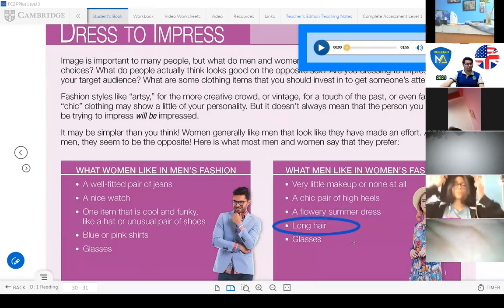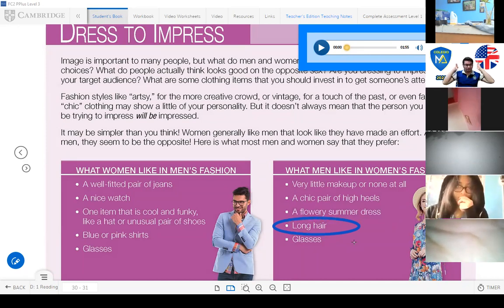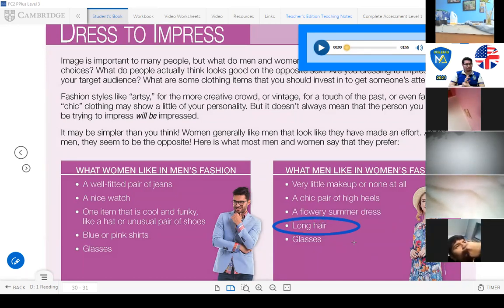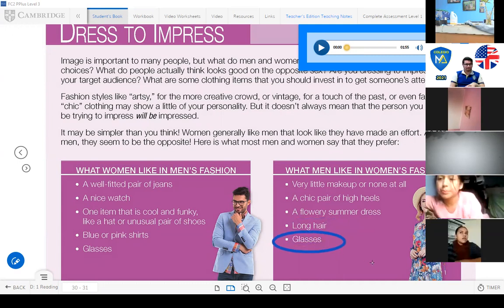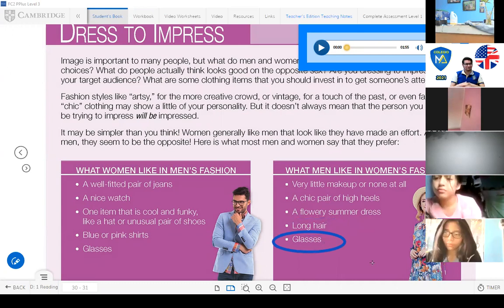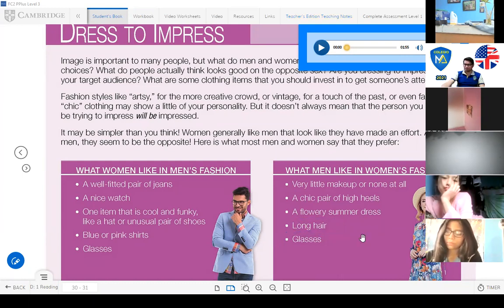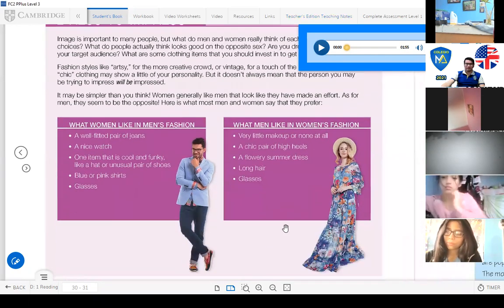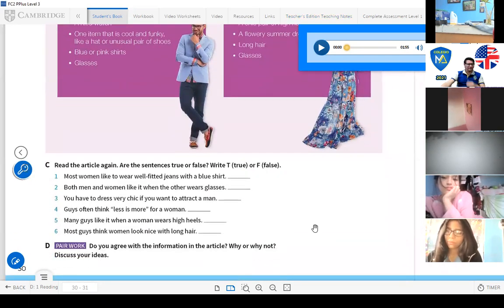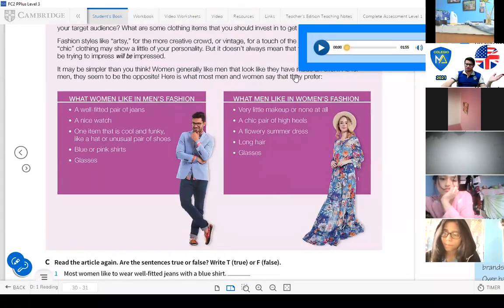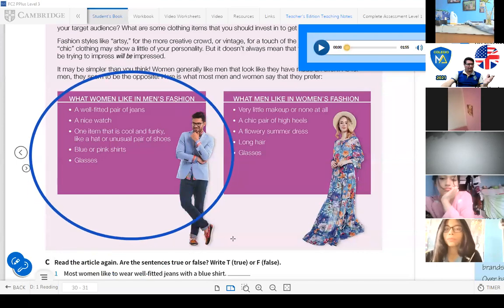Long hair, what do you think, boys? Do you like when the girl wears long hair? What do you think? Sometimes, I think. Glasses, what about glasses? It says that men like women with glasses. Yeah, right? Maybe sometimes the girls can look smart, and it's a good point too. Okay, there it is. We have some important things about this, but generally this is like kind of opinions. Al final creo que esto es como que cada quien va a tener una personal opinion about all of these items.